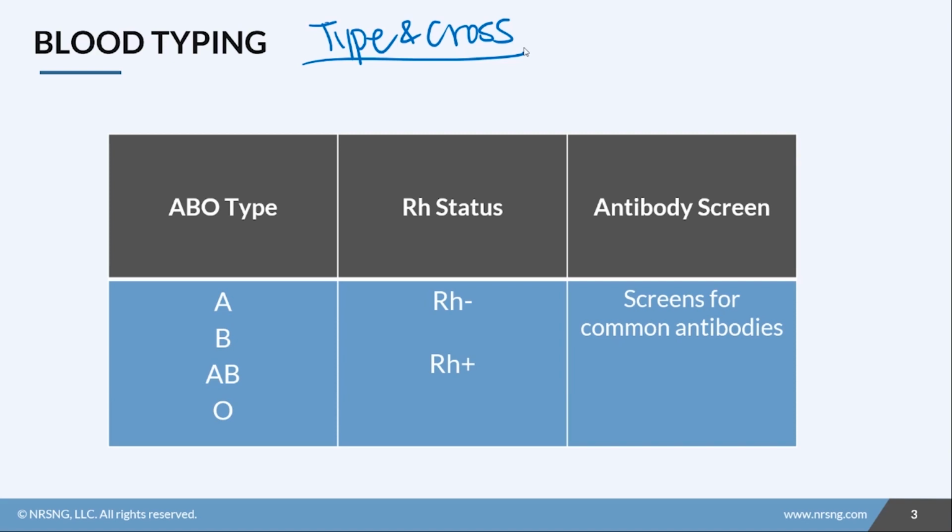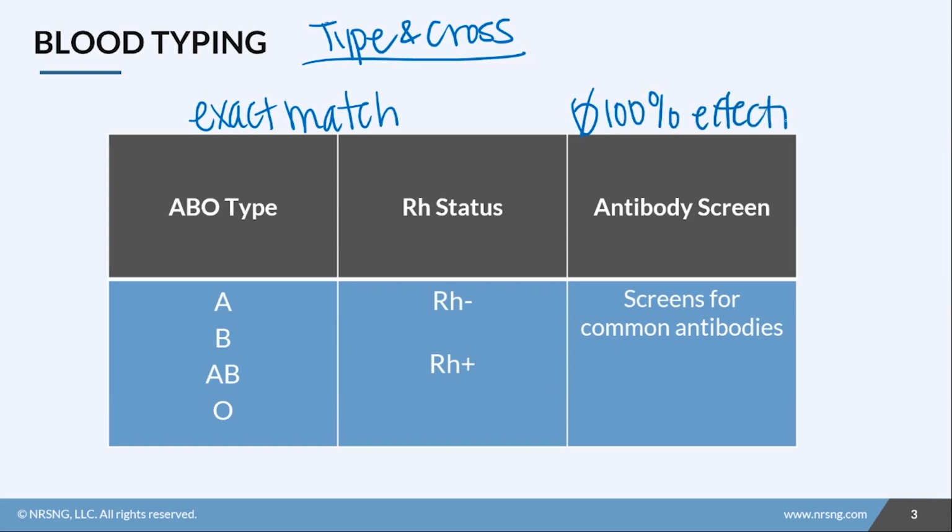Now, when we talk about ABO type and RH status and administering blood products, for the most part, we're looking for an exact match. But if you've taken the blood typing lesson, you know there are some intercompatibilities. When we talk about the antibody screen, the important thing to understand is that it is not 100% effective. It's possible that your patient could have titers of antibodies that are below the threshold for the typical antibody screen that we do when we're doing a type and cross.